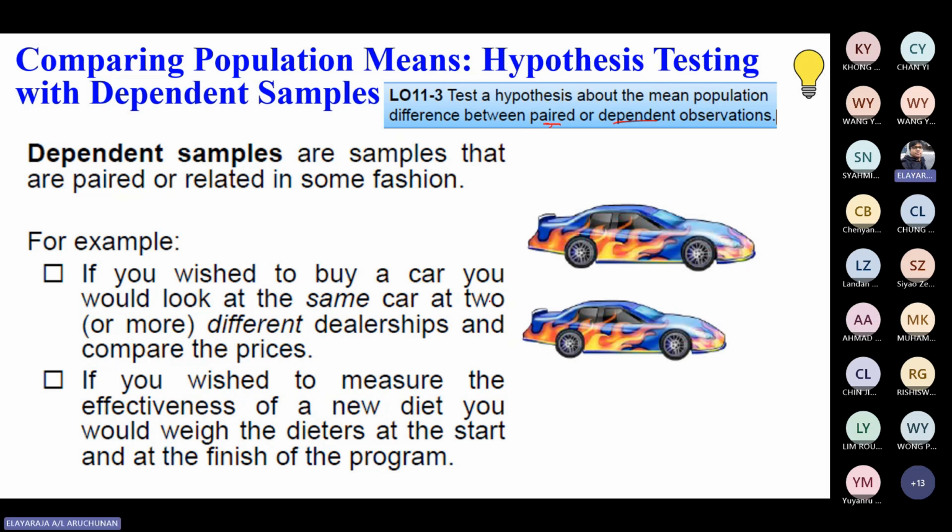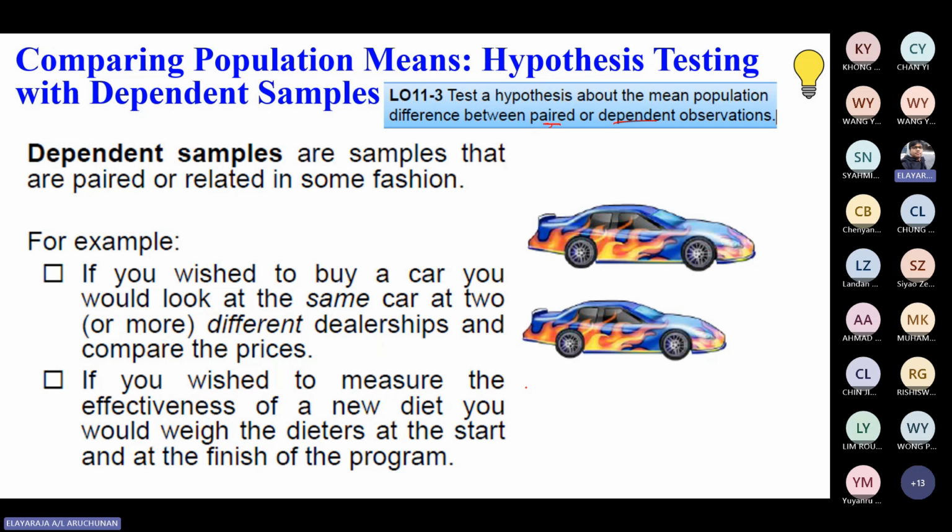Another example: if you wish to measure the effectiveness of a new diet, you would weigh the dieters at the start and the finish of the program. So this is before and after. Usually this category is before and after. When you do the diet, you measure your weight before and after, same thing.